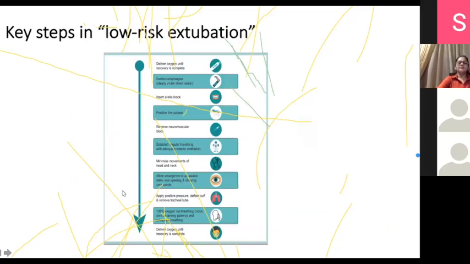And these are the same steps, more of an infographic of what I said, where you deliver oxygen, you suck out the secretions, insert a bite block, position the patient right, reverse your neuromuscular blocking drugs, establish regular breathing, avoid a lot of head and neck movements, ensure they respond to command, and then you apply positive pressure and then deflate and remove. And make sure that you give oxygen and you observe the patient. So these are the same key steps in low risk, where this infographic is quite self-explanatory.